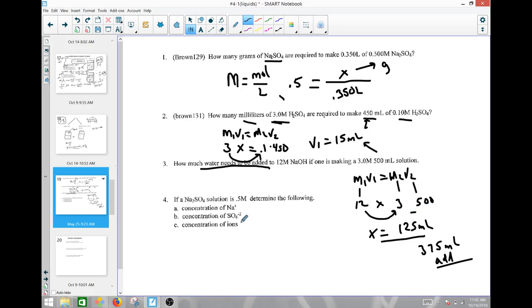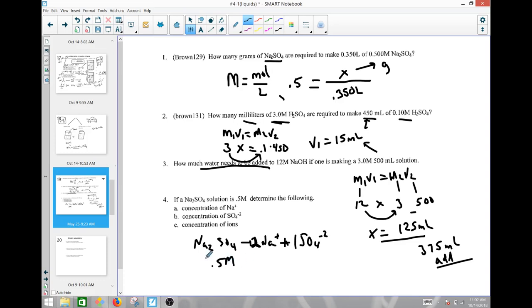If a Na2SO4 solution is 0.5 molar, determine the following. Okay, so whenever this dissolves, Na2SO4 goes to 2 Na+ and 1 SO4 2-. All right, so in this situation, this initial concentration is 0.5. And this is a pretty straightforward question.